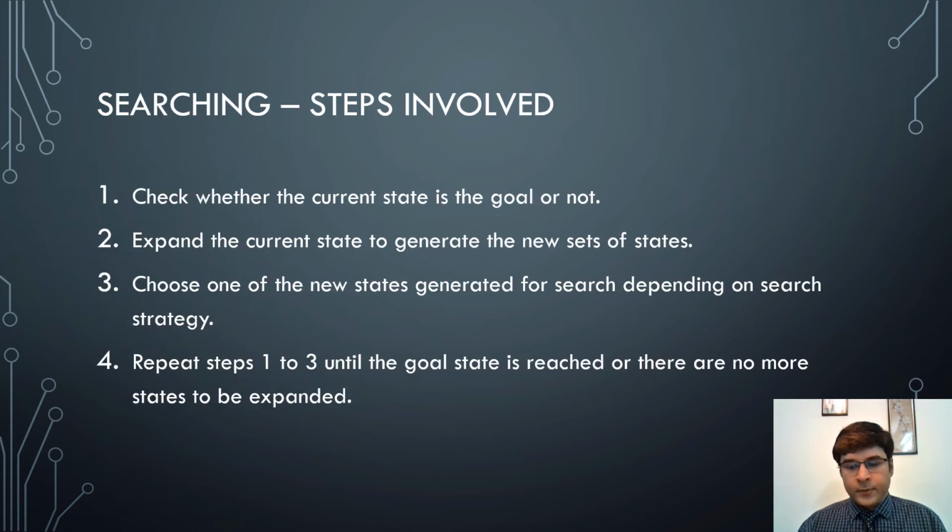Now we shall discuss the problem of searching, or more precisely the algorithm of searching. The algorithm to do a simple search is shown in these steps here. First, we check whether the current state is a goal state or not. It implies that if it is indeed the goal, then we show the state spaces used to reach this goal as output and exit the algorithm.